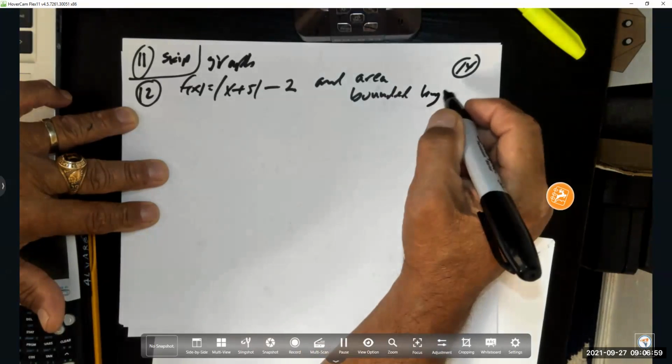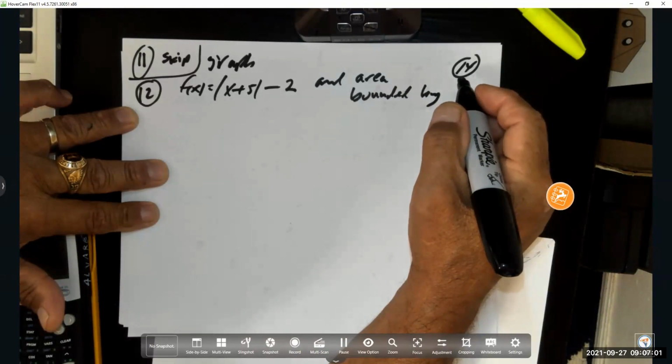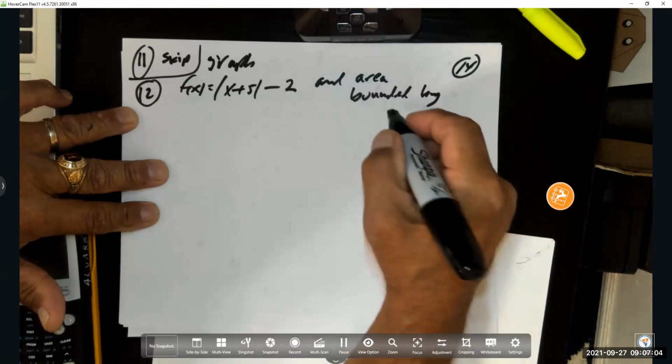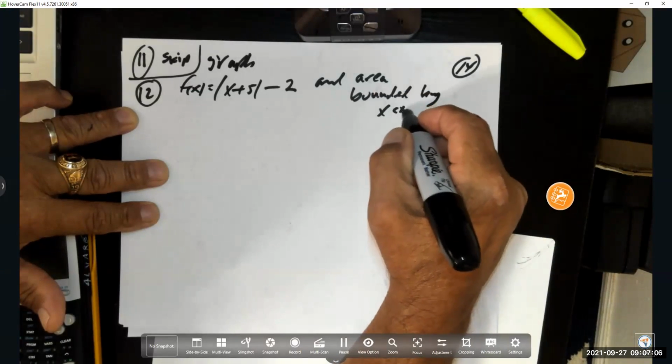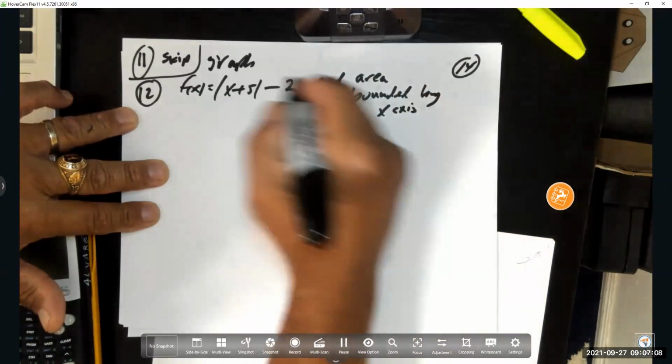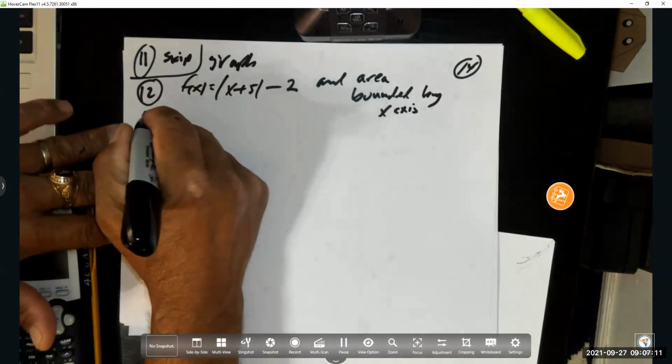Bounded by the, what is it saying? Bounded by the x-axis. Right, this function in x. Okay, let me show you how to do this first part.